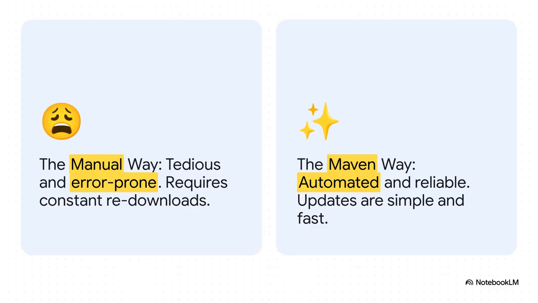You've really got two paths you can take here. There's the old school manual way, which is, well, it's a pain. It's cumbersome, it's easy to make mistakes, and updating is a total nightmare. Or you can use a build tool like Maven. The Maven way is automated, it's reliable, and updating is a breeze. It's not much of a choice, is it?